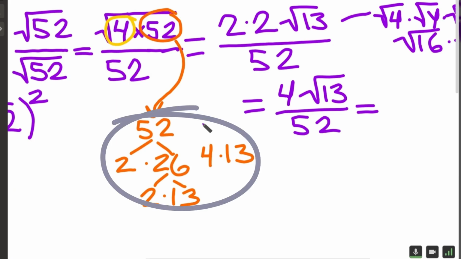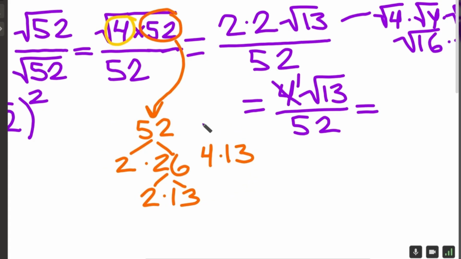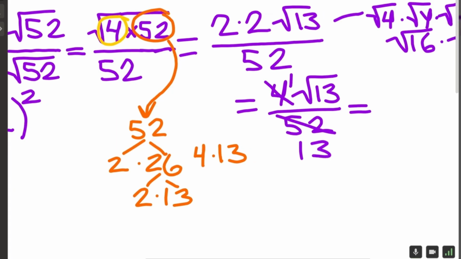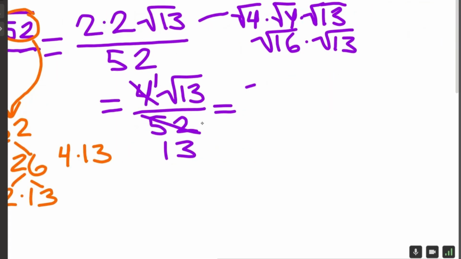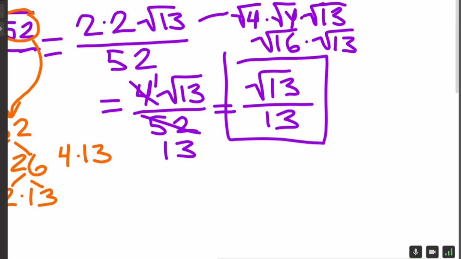Actually, we found out from here that 4 can go into 52, right? We can take out 4 on the top and 4 on the bottom. 4 on the bottom is going to be 13. We end up with square root of 13 on the top, because 1 times square root of 13, 13 on the bottom. And that is our answer, square root of 13 over 13.